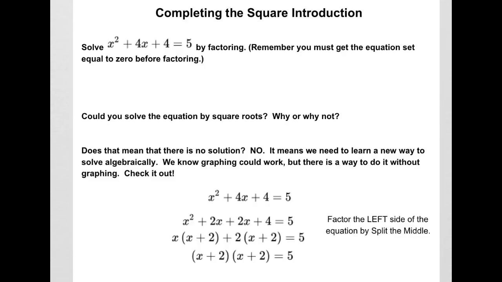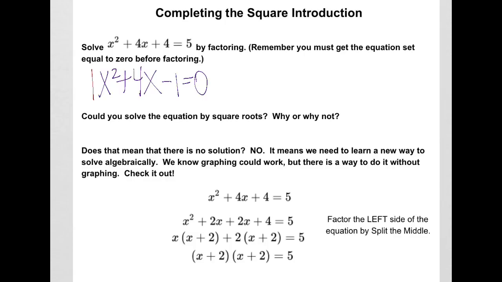So let's look at the first equation. x squared plus 4x plus 4 equals 5. And I've asked you to try to solve it by factoring. So we know that we have to get it set equal to 0 first, which means we would take away 5 from both sides. So we would have x squared plus 4x minus 1 equals 0. And our goal is to use the zero product property, so now we factor that left side.